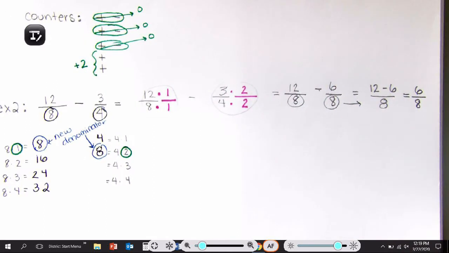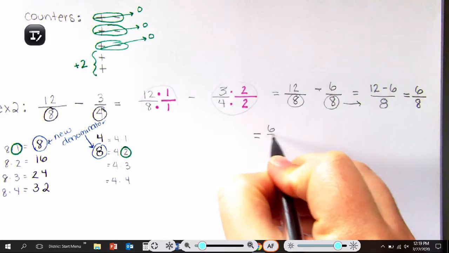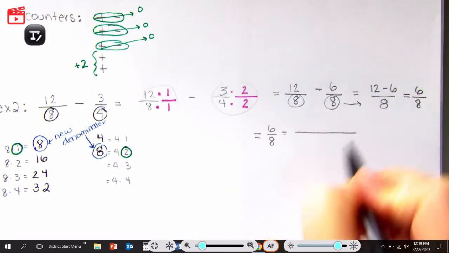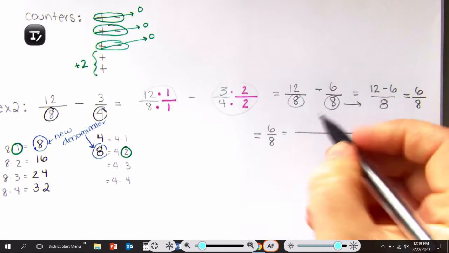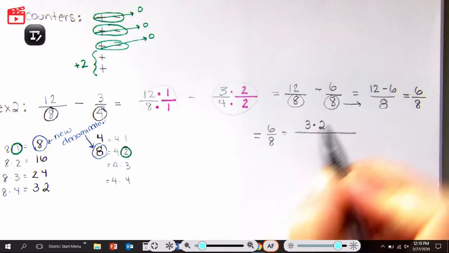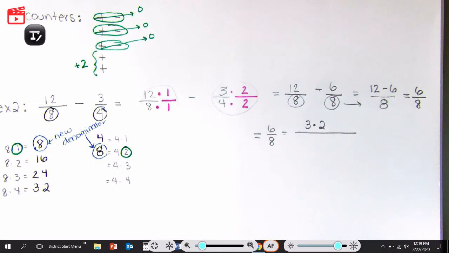And again, simplify. So I'm going to bring that over here. I have 6 eighths. Just like we did in example number 1, I'm going to list the factors of 6. So what times 1 is 6? What times 1 is 8? So what times what is 6? 3 times 2. Don't use 1 unless that's the only thing that works, okay? Refrain from using 1 as your factor. The only time 1 is okay is if you have a prime number, which means 1 and that number are the only factors. So refrain from using 1.